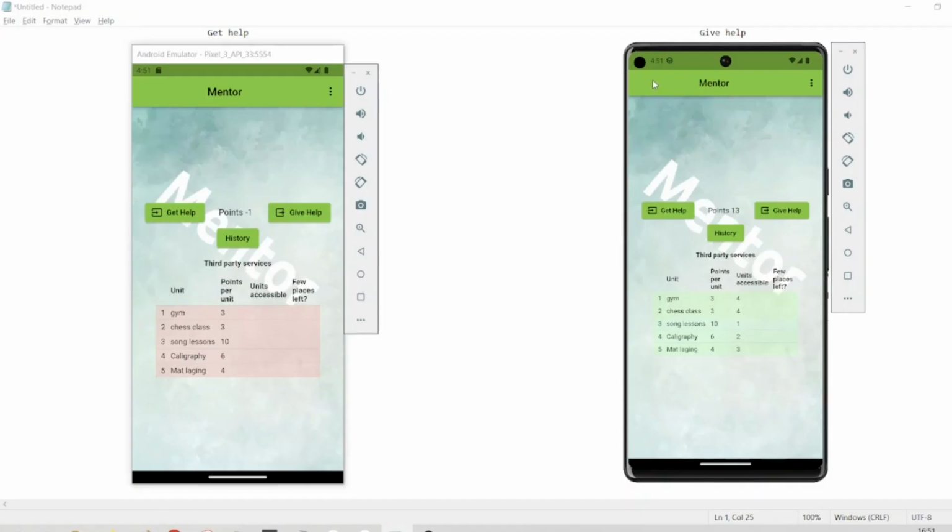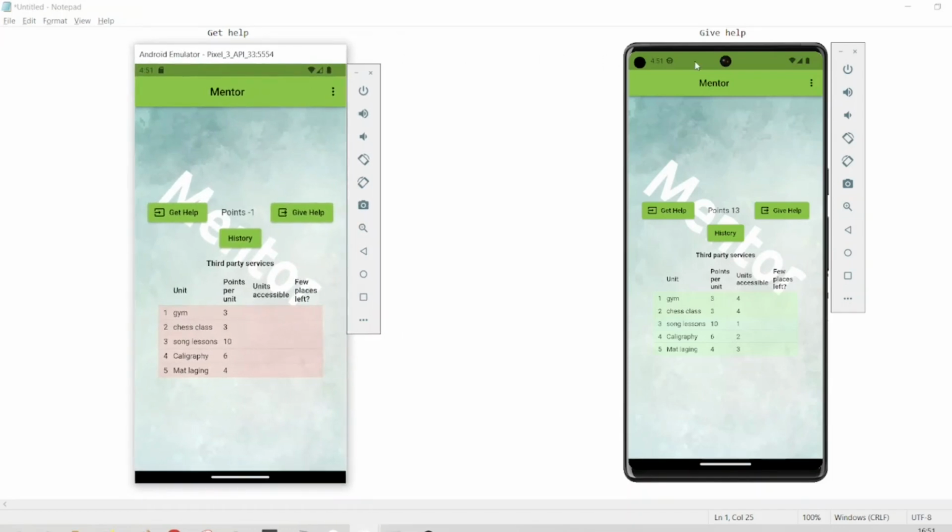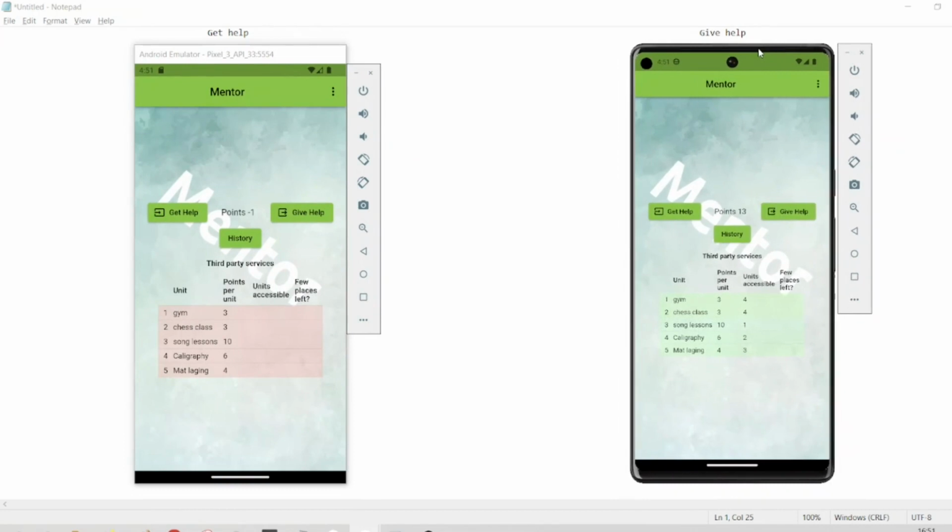Here is a demonstration of how the Mentor-to-Mentor app works. In short, it is about how, in an interest group, two people can exchange services, not for money, but for points. Here we see two mobiles. The one on the left is looking for help. The one on the right offers help.